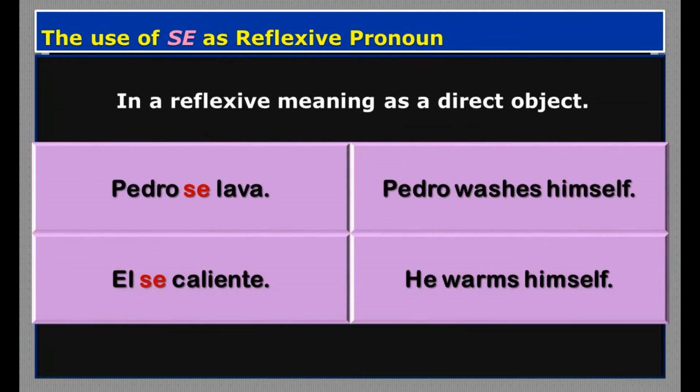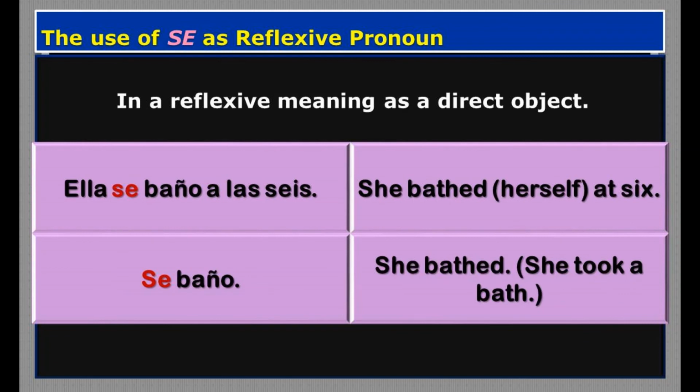Also, se is used in a reflexive meaning as a direct object, such as in the following cases: Pedro se lava, Pedro washes himself. Él se calienta, he warms himself. Ella se bañó a las 6, she bathed herself at 6. Se bañó, she bathed, that is, she took a bath herself.